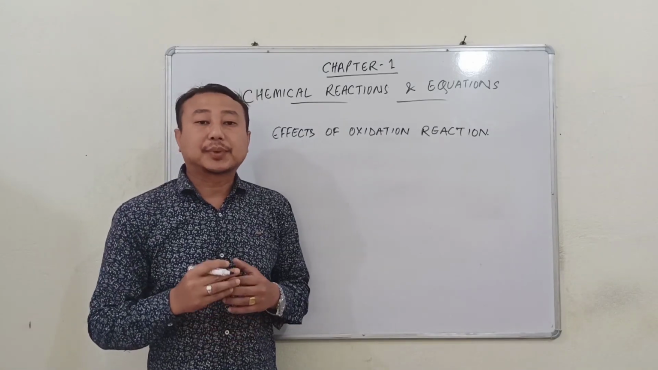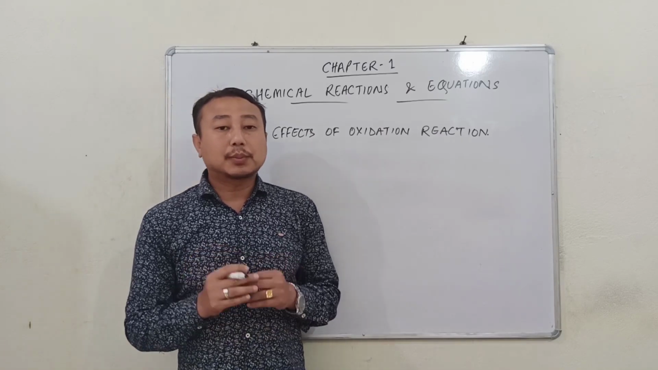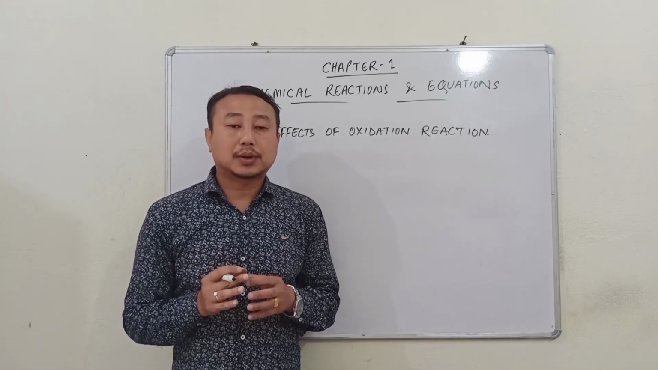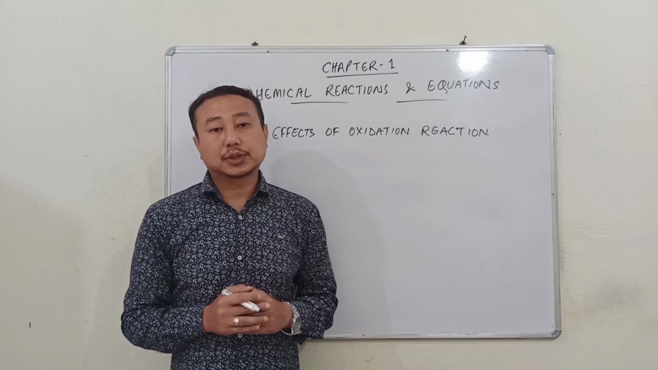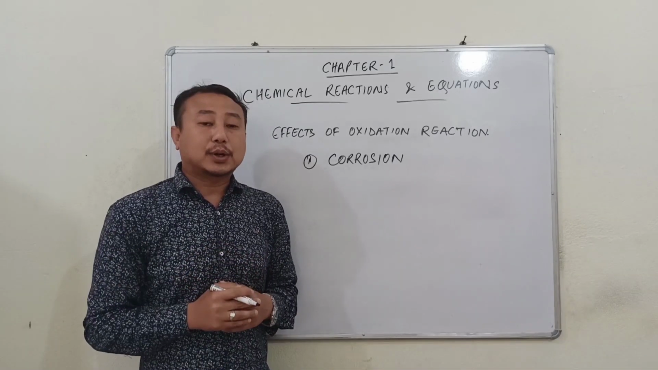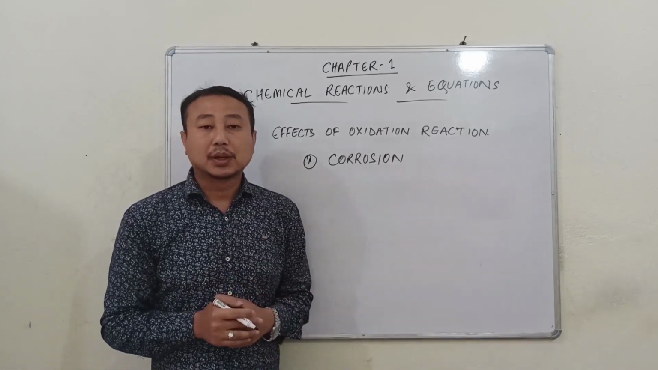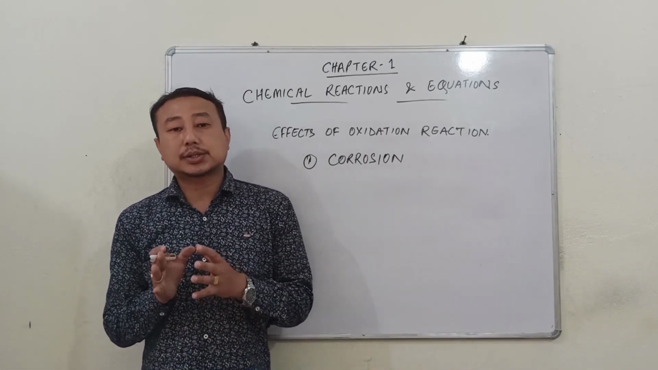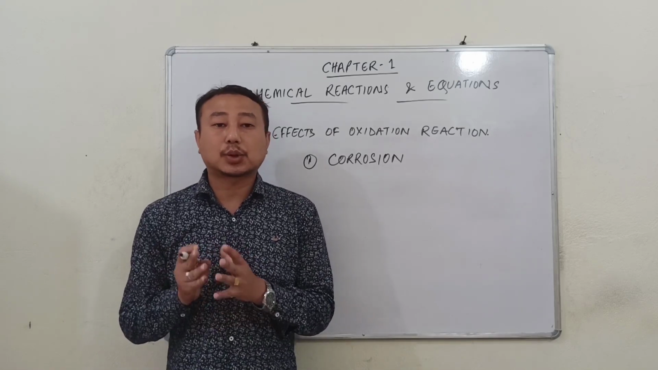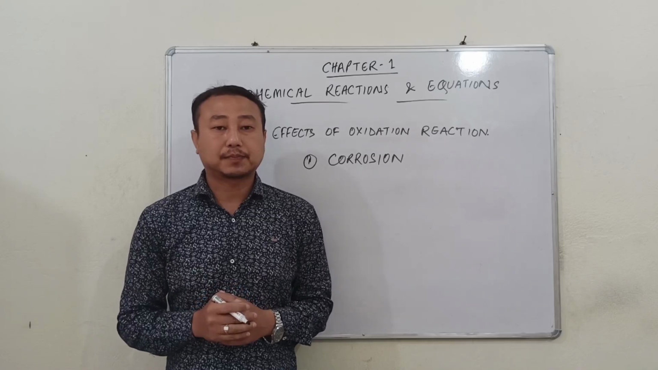Now, let us see the effect of oxidation reaction in our everyday life. Two common effects occur in our surroundings related to this oxidation reaction which affect our everyday life. The first effect of oxidation reaction in our everyday life is the corrosion process. Corrosion is actually the reaction of a metal with any substance or particles that are present in the atmospheric air or in our surroundings.